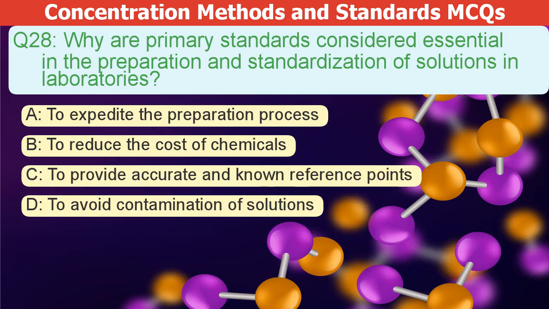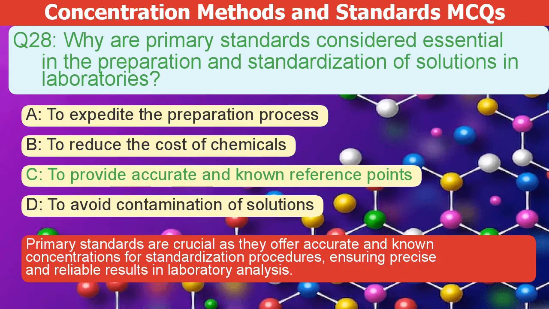Why are primary standards considered essential in the preparation and standardization of solutions in laboratories? A. To expedite the preparation process. B. To reduce the cost of chemicals. C. To provide accurate and known reference points. D. To avoid contamination of solutions.